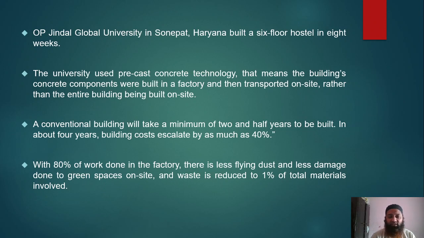With 80% of work done in the factory, there is less flying dust and less damage done to green spaces on site, and waste is reduced to 1% of total materials involved. You see here, 80% of the work is done in the industry only. So there is no damage to the environment, as well as the waste is being reduced up to 1%. Only 1% wastage of the total material involved. We just have to bear the transportation charges, and just cast it here, assemble it here. Just see the advantages here.